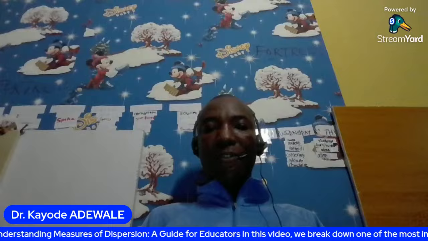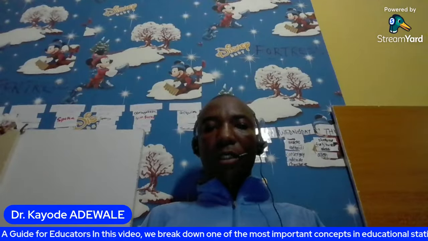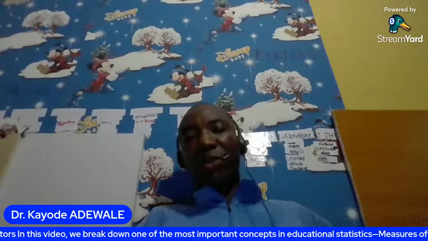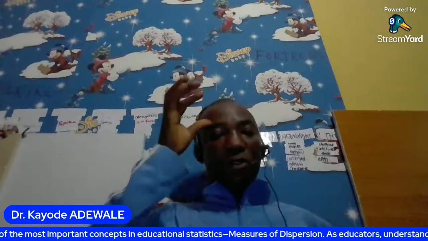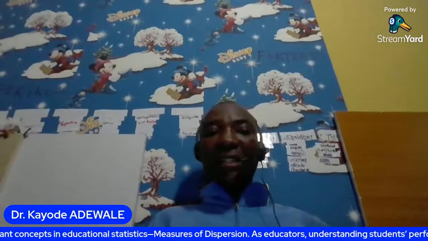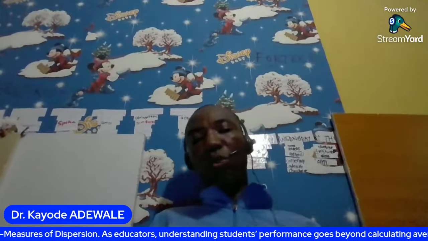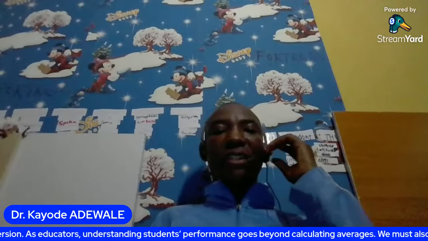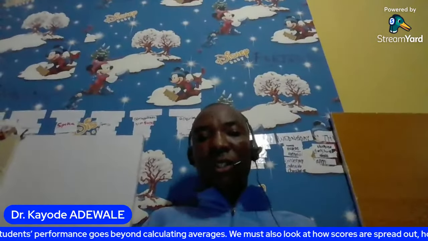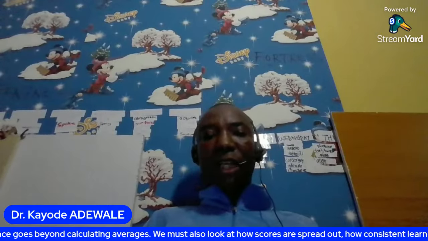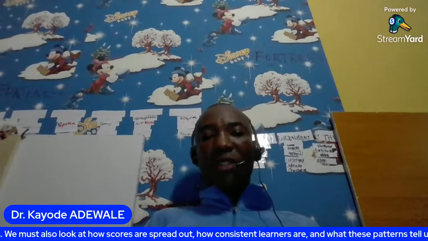And like I've said, we break down one of the most important concepts in education statistics, which we call measure of dispersion. And of course, as those of us that were part of the class at the beginning, we said statistics is basically divided into two. We have what is called descriptive statistics and we have what is called inferential statistics. We have given a definition to this. If you want more definition on that, you can check the previous video or one of the videos that talk about the meanings of statistics.